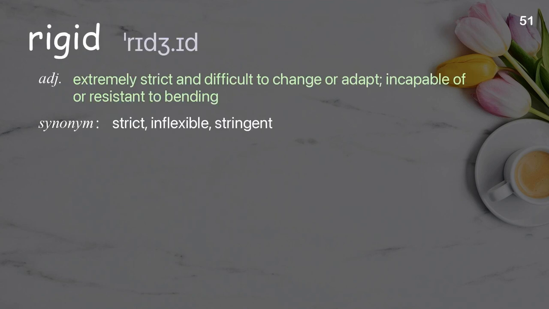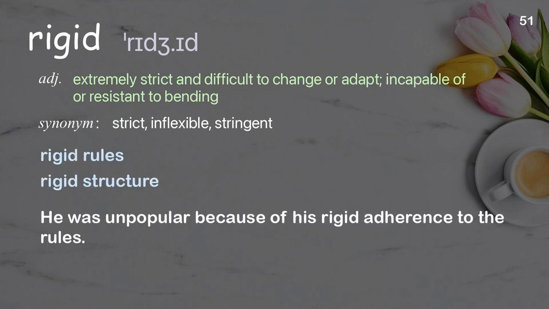Rigid: extremely strict and difficult to change or adapt; incapable of or resistant to bending. Examples: Rigid rules. Rigid structure. He was unpopular because of his rigid adherence to the rules.